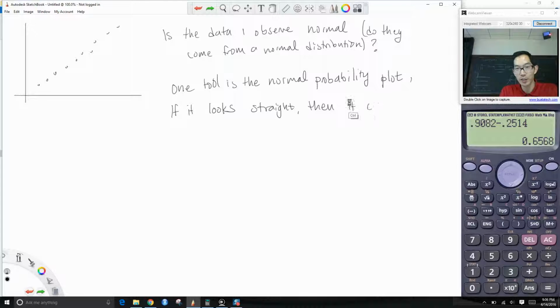Then the data could come from a normal distribution. Yes? Straight meaning any kind of straight, or does it have to be, you mean like right along the y? Well, the way the probability plot is constructed, if it's a straight line, it's going to look like this, okay?